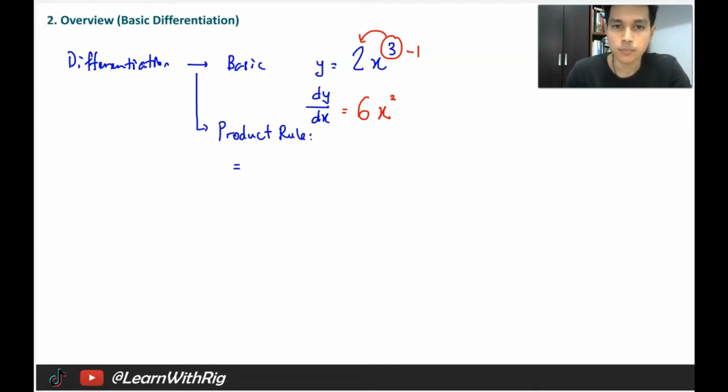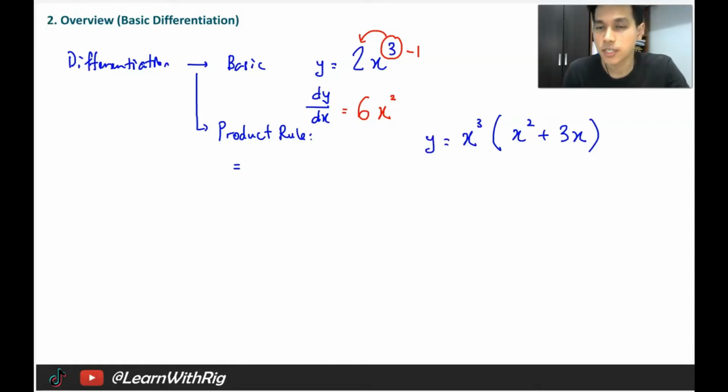Product rule. So what does product rule mean? Product rule means, for example, let's say you have y equals x cube times bracket x square plus 3x. Let's say you want to differentiate this. What you can do is use product rule.